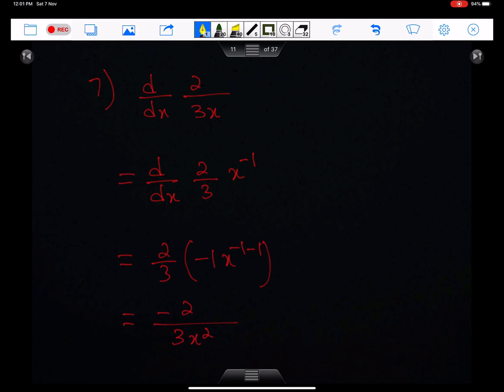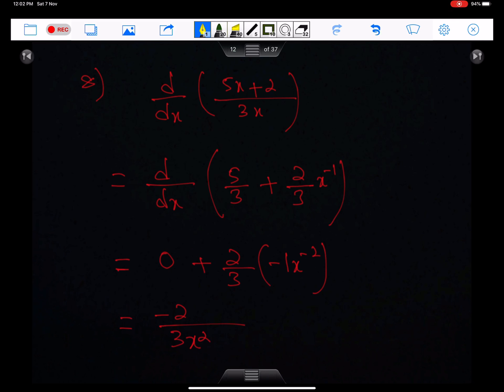2 upon 3x. You need to bring x in numerator. Before differentiating, always simplify the function. So in this case, we need to bring x in numerator and then we can differentiate this. So the final answer is minus 2 upon 3x square.